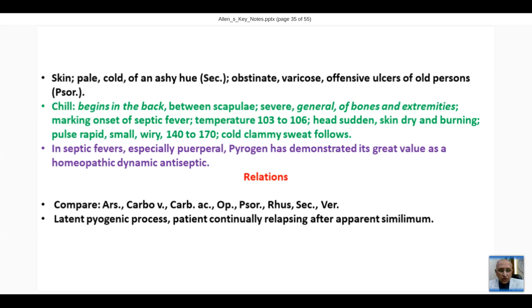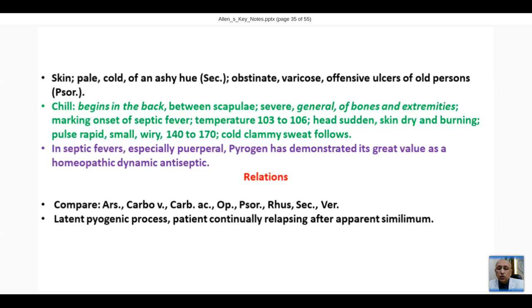A lot of features are there in Pyrogen. The chill begins in the back, between the scapulae, severe, general, of bones and extremities, marking the onset of septic fever, temperature 103 to 106, head sudden, skin dry, burning, pulse rapid, small wiry pulse, 140 to 170, cold, clammy sweat follows. See, this is what Pyrogen is.